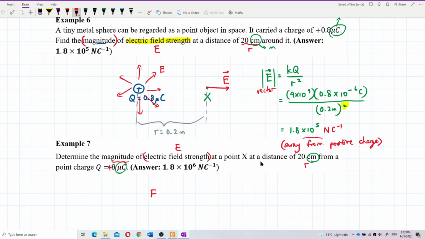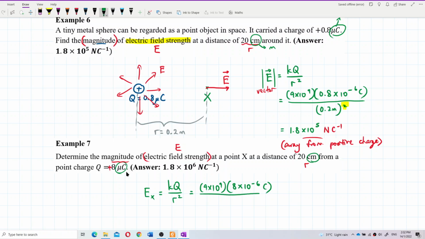So let's calculate EX. Use the formula. Electric field strength at point X is equal to KQ over R squared. I think this question is the same as above, only the value is different. This is 0.8, this one is 8. The rest is the same. So K is 9 exponent 9, and the charge is 8 microcoulomb. Micro is exponent negative 6 coulomb.